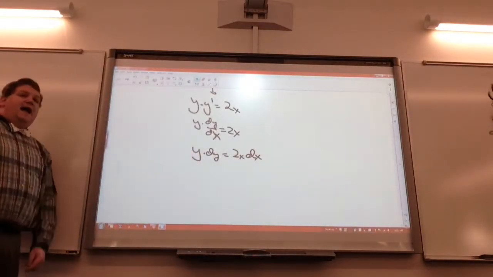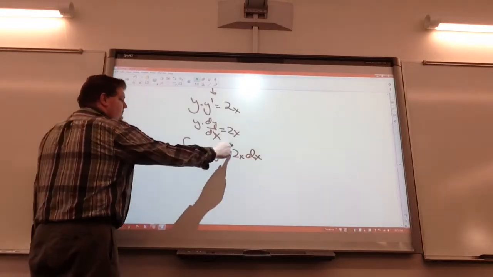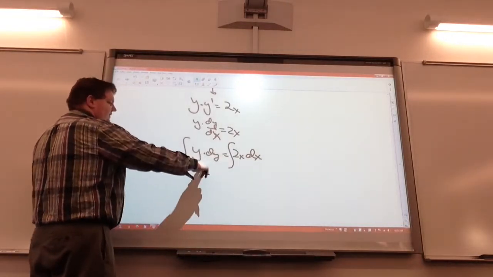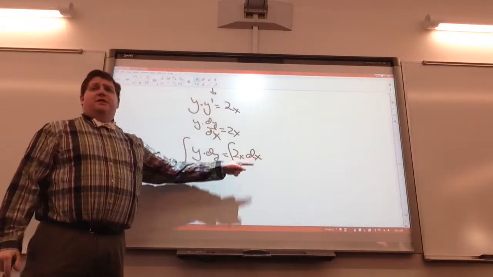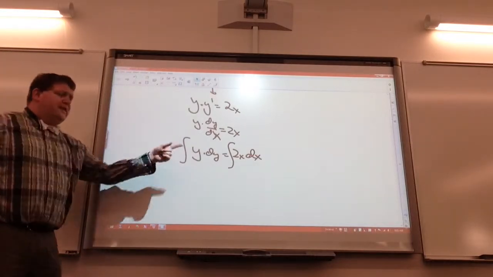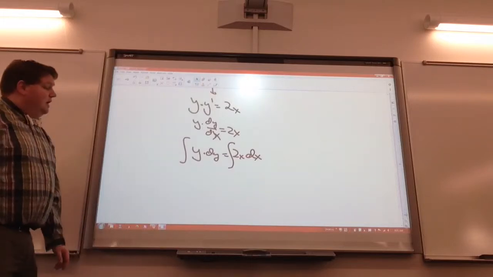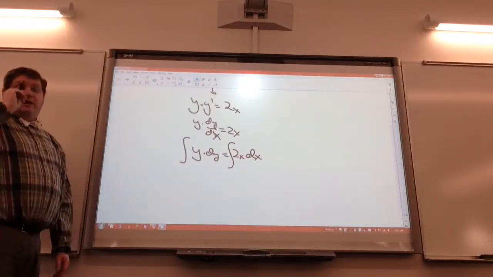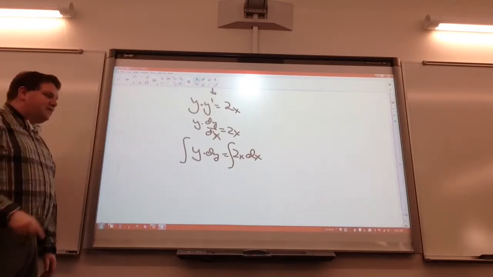And now, if I want to come up with a solution to this, I can integrate both sides. This side I'm clearly integrating with respect to y. This side I'm clearly integrating with respect to x. So it should come out nicely. What would the antiderivative of y be? It's not 2y squared. It's y squared over 2.